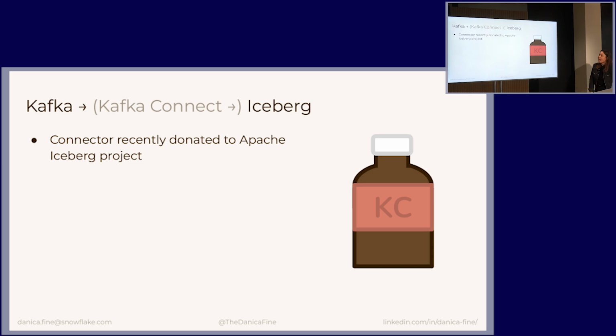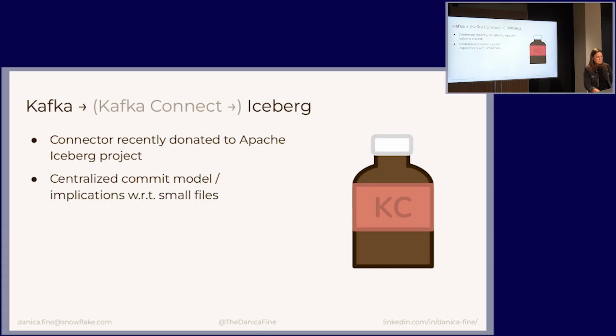And finally, you could use Kafka Connect to move your data from Kafka to Iceberg. The Kafka connector implementation was only recently donated to the Iceberg project. Before this, it was owned by Tabular. So it is relatively new. It's fully functional, but I really think the open source community is now trying to figure out if there are extra things that we want to add to it.